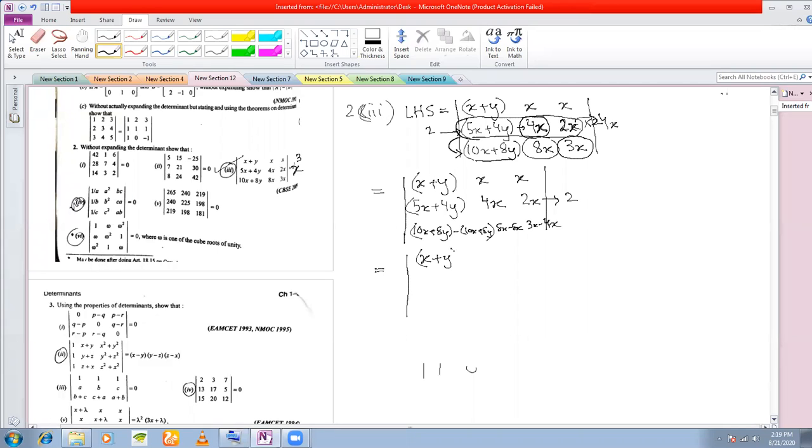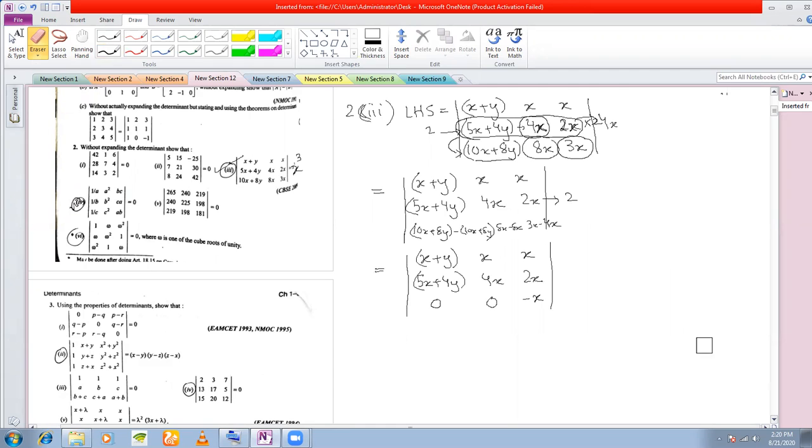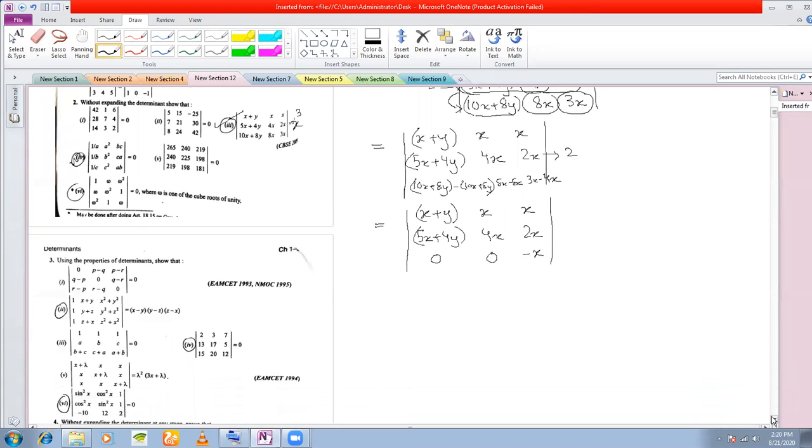x plus y, x, x. Again, second row remains as it is. This becomes 0. This becomes 0. And the 3x minus 4x becomes minus x. Now see whether this is clear. Yes, tell me, is it clear? Yes, sir. So I've got two zeros in the third row.